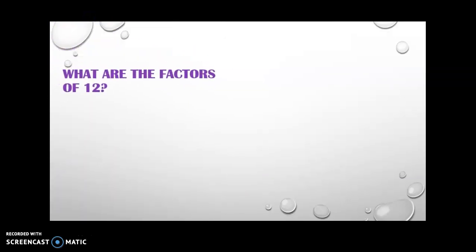So now I'm going to ask you some questions, and as a class, we're going to determine what the factors are of 12. So we're going to start with number 1. So 1 times what is 12? Correct, Emma. 1 times 12 is 12. If we have the number 2, 2 times, that is correct, Timothy, 6. 2 times 6 is 12.